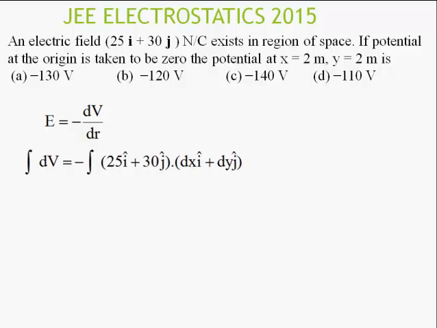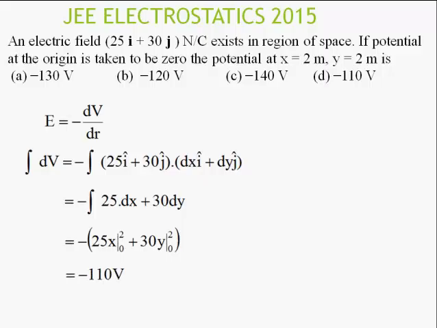dV is minus E dr, and then we convert dr as dx i plus dy j. i dot i will be 1, i dot j is 0, so we simplify that, it comes out to 25 dx plus 30 dy. Now x value goes from 0 to 2 and y is again 0 to 2. We get all these values confirmed and what we get is minus 110 volt. So you should see that D is the answer. This is one of the easier questions from 15.